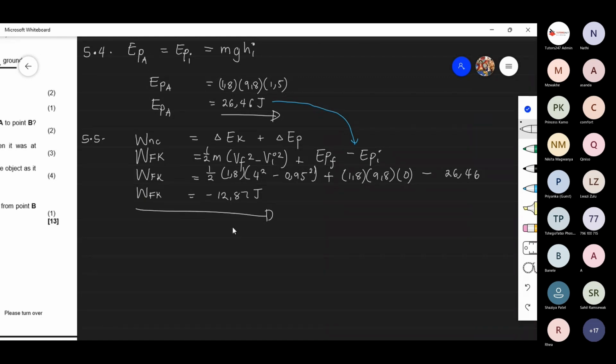Something important to take note of, as you've seen in the previous question and in this question, is that our work done by kinetic friction is always a negative value because it is a force that removes energy from our system. So if you ever end up with a positive work done by kinetic friction value, please go back to your calculations and see if maybe you made an error somewhere.